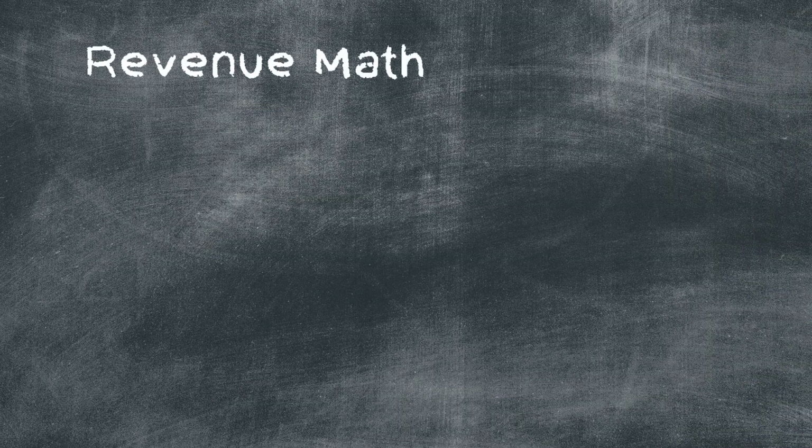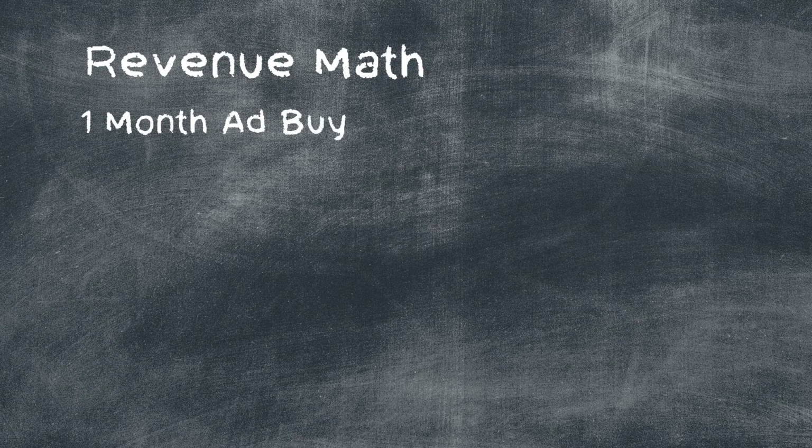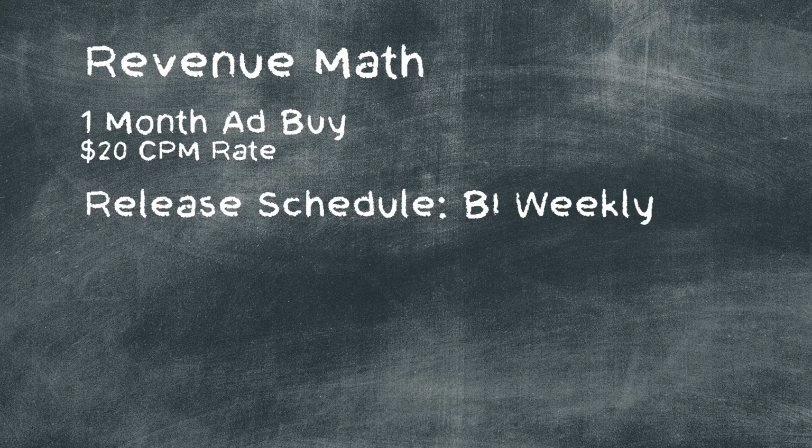If you're going through all the trouble of placing ad markers within your episodes and you're working with brands, it's important to understand payouts. After all, you're hoping to make some cash. So let's say you sign up for an ad spot that will play for 1 month, and the going CPM rate is currently $20. During our month, we release our episodes bi-weekly.